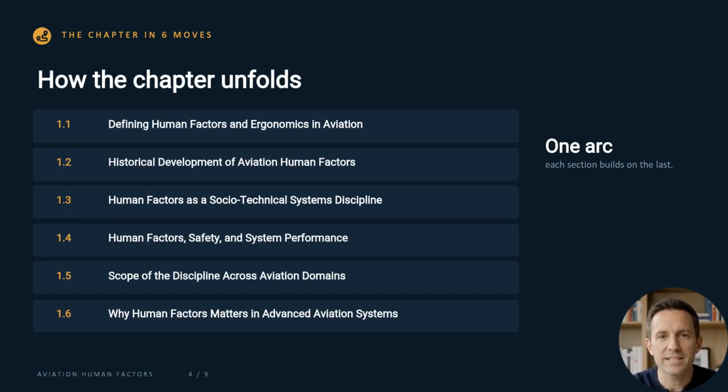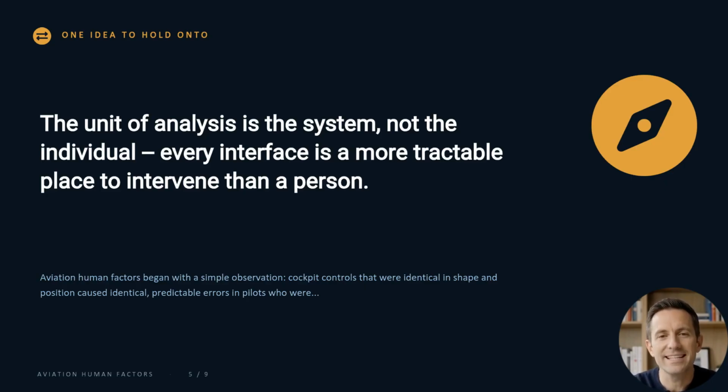The chapter unfolds in 6 moves. It begins by defining human factors and ergonomics in aviation, traces the historical development of the discipline, positions human factors as a socio-technical systems discipline, connects it to safety and system performance, maps its scope across aviation domains, and closes by explaining why human factors matters in advanced aviation systems. If you carry one idea away, let it be this. The unit of analysis is the system, not the individual.